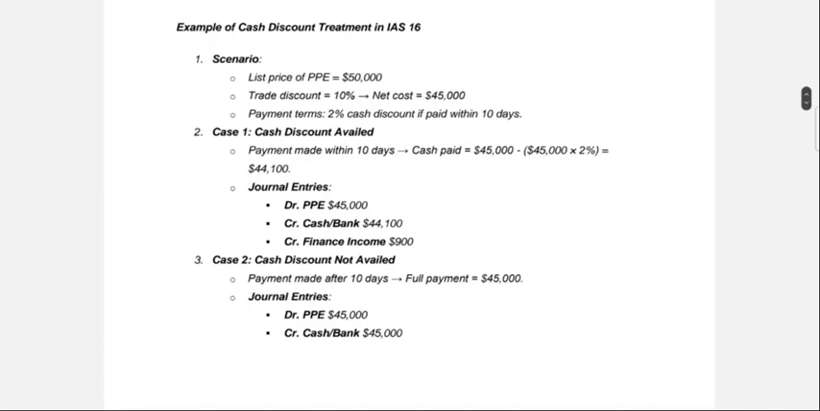Example of cash discount and treatment of IAS 16. We have a scenario in which the list price of property, plant, and equipment is 50,000. And we have now got the trade discount. And just now we have seen the trade discount is going to be deducted from the list price of the asset. And once we deduct the 10%, this is the net cost which should typically be recorded, less trade discount. This is going to be the value of the asset. But let's see, maybe we have some more things to account for.